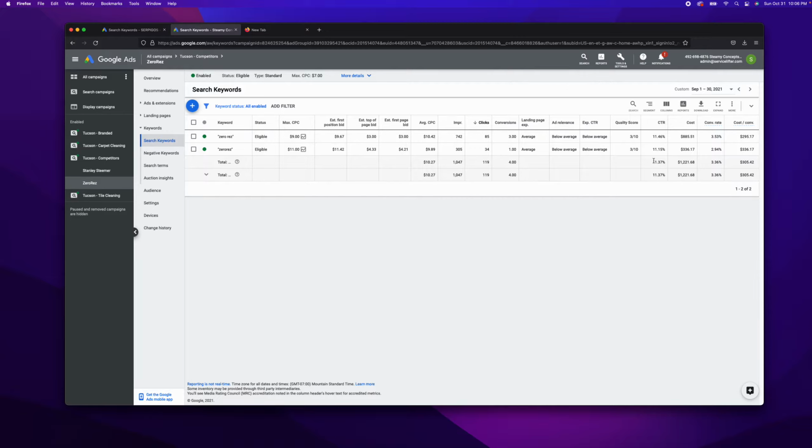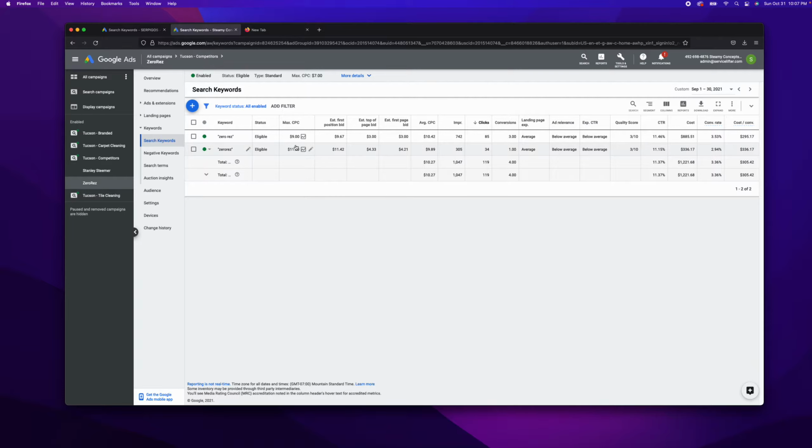So we have a quality score of 3 out of 10 on these particular keywords, right? And what you'll notice is the estimated first position bid is 9.67 and 11.42. So what I like to do to get at the top of the page is bid right underneath it. If I came in and I bid 9.80 on Zero Res and $12 on Zero Res, what would happen is I could start a bidding war. And what that means is once the competitor sees that my click is now more costly than theirs, they might go up to 12.10. So right now somebody is probably paying 11.42 for this keyword and 9.67.